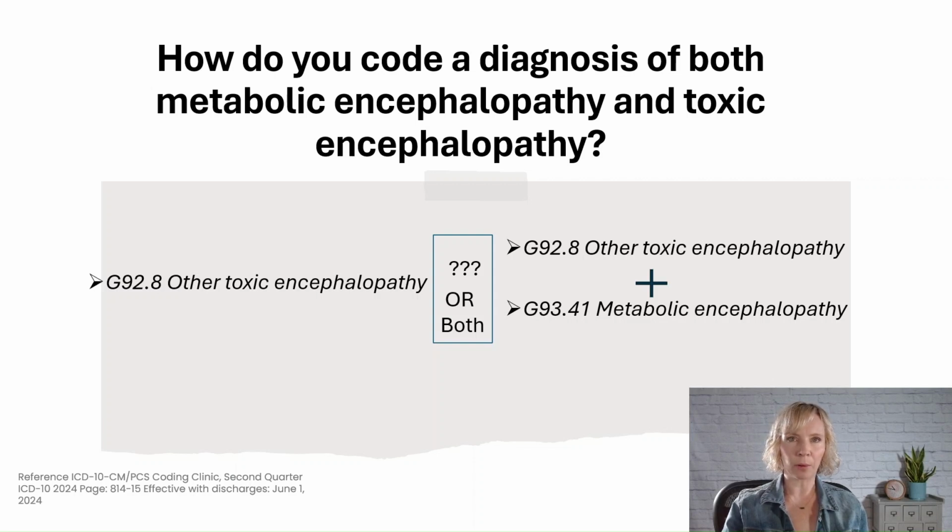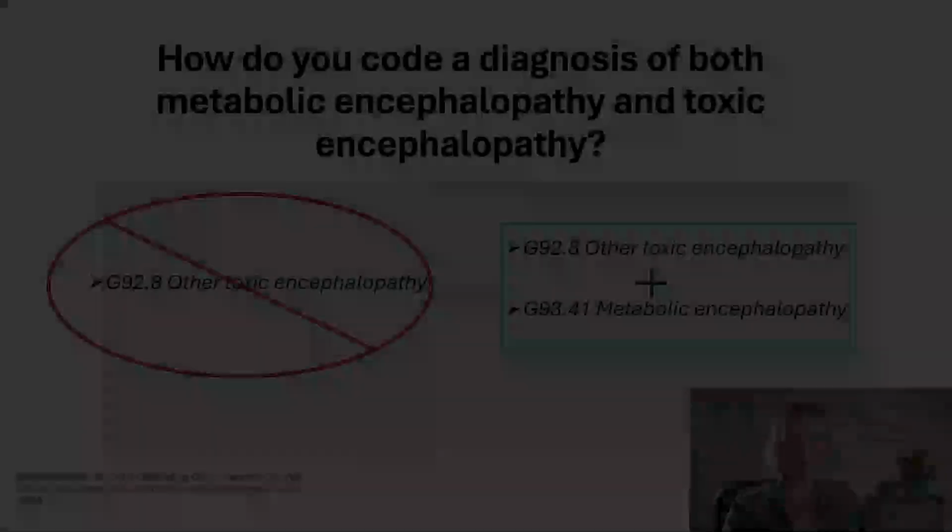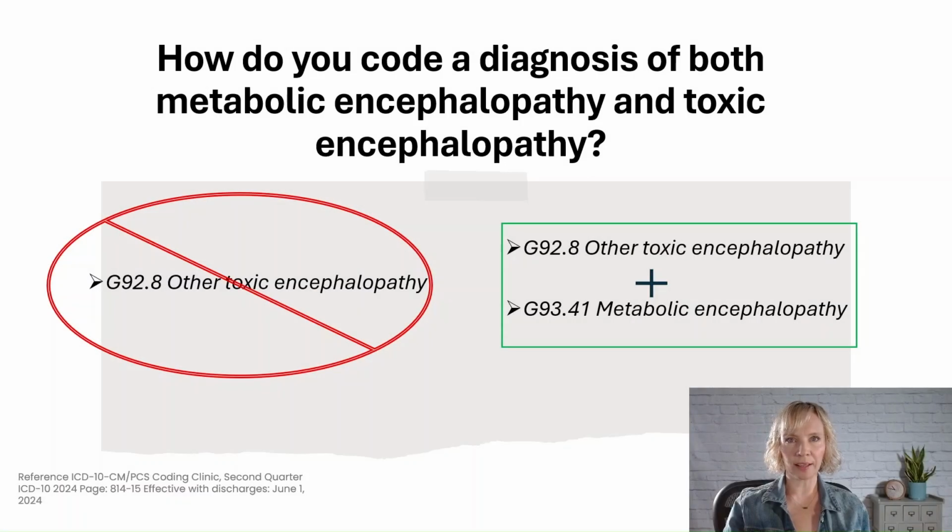Or is it more appropriate to assign both G93.41 for metabolic encephalopathy and G92.8 separately to accurately capture each type of encephalopathy? Based on the latest guidance from Coding Clinic, it's recommended to assign two codes, G93.41 for metabolic encephalopathy and G92.8 other toxic encephalopathy if both conditions are documented and attributed to separate distinct causes.